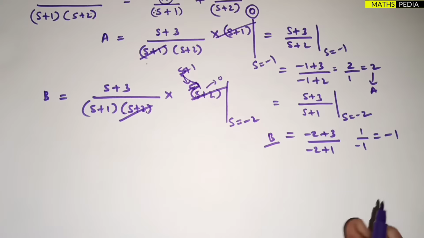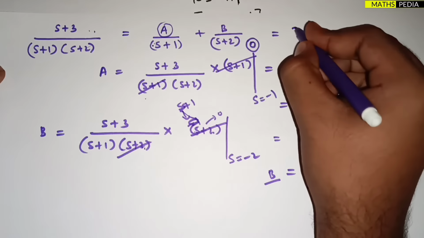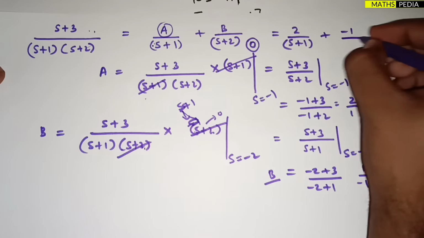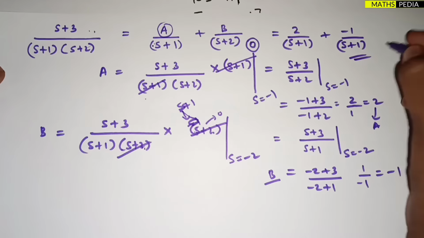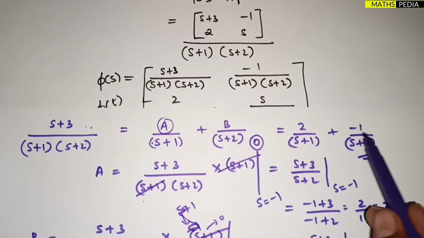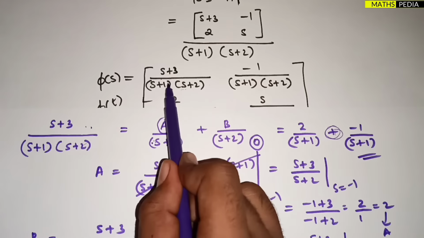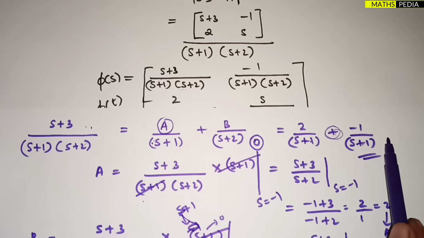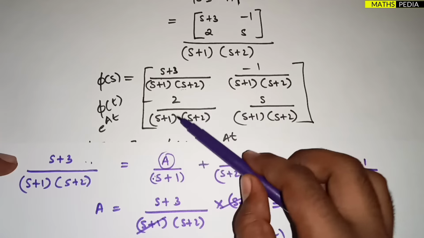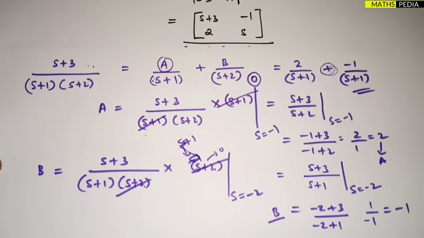A is 2, b is minus 1. So how will I write it? Just substitute over here: 2 by (s plus 1) plus minus 1 by (s plus 2). Now you can see the summation form we got, and the denominator is separated. For that purpose only we are doing partial fraction. Now we have to do the same for the other terms. If you know this procedure you can skip this, otherwise you can watch.